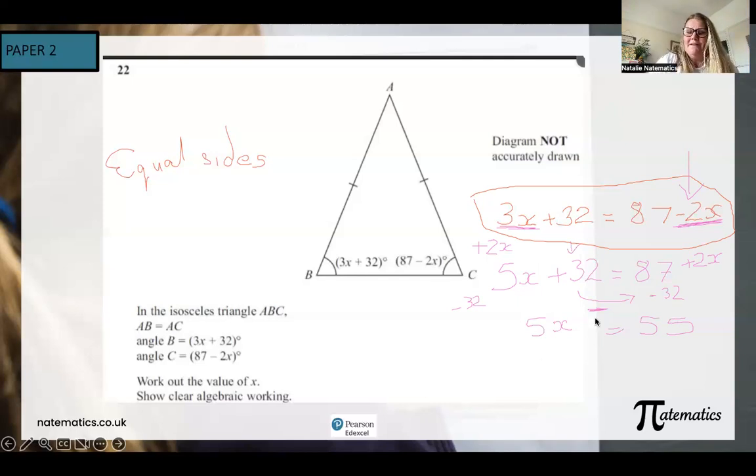Anyway, so 5x, so 87 minus 32. If you think it's 55, great. Double check on your calculator because you lose a mark. Right, so 5 lots of this number I don't know is equal to 55. So therefore, I need this 5 to go.